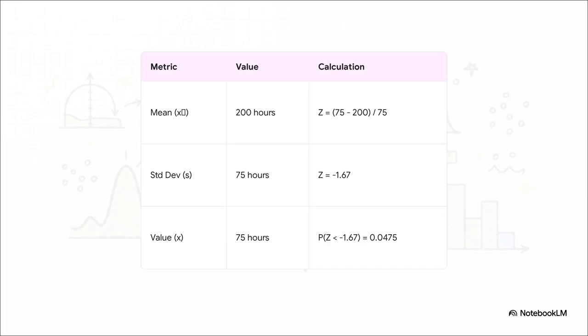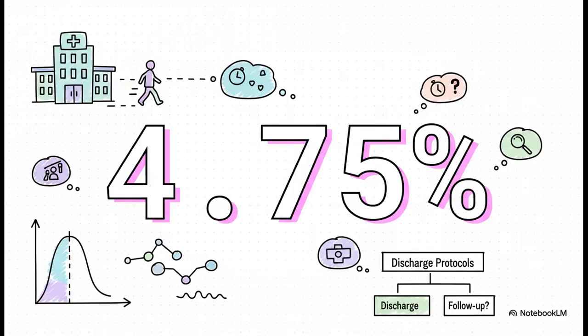We're looking at a value way below the average. And in this case, because we want to know the percentage of stays less than 75 hours, the Z-table gives us exactly what we need right off the bat. The value it gives is the probability to the left. The result is 4.75%. And again, this isn't just a number, it quantifies a very specific operational risk.